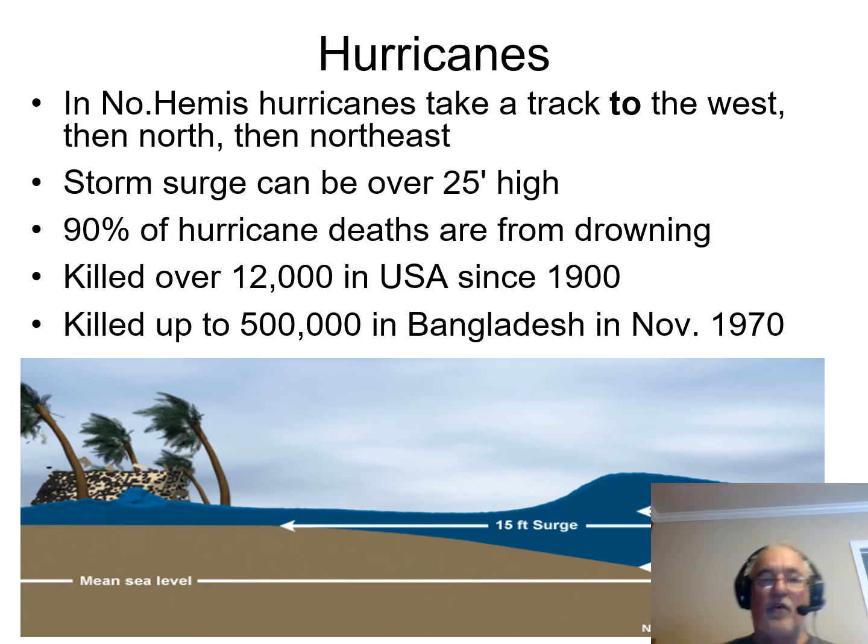Now, the thing that is most deadly with hurricanes is not the winds, but something called storm surge. It's basically the low pressure and the rotating air going around and around, pushing a big ball of water in front of it. That can add to the regular level of the tide by sometimes over 25 feet with huge waves on top of that. So basically, most people that die in a hurricane die from drowning. 90% of all deaths in a hurricane are from drowning.